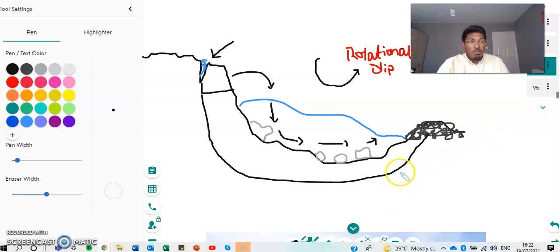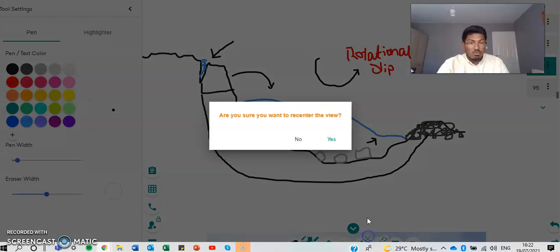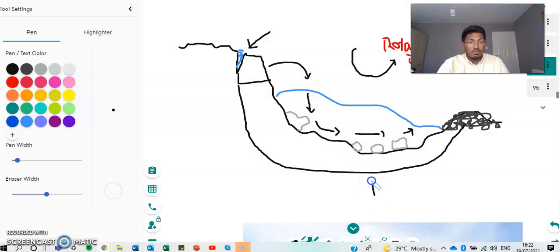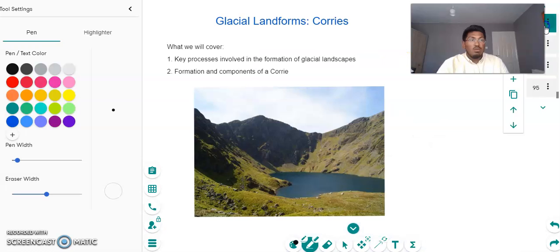So going back to the picture on the first slide, you can see this is a quarry lake, otherwise known as a tarn. That's been a very quick overview of the formation of quarry.